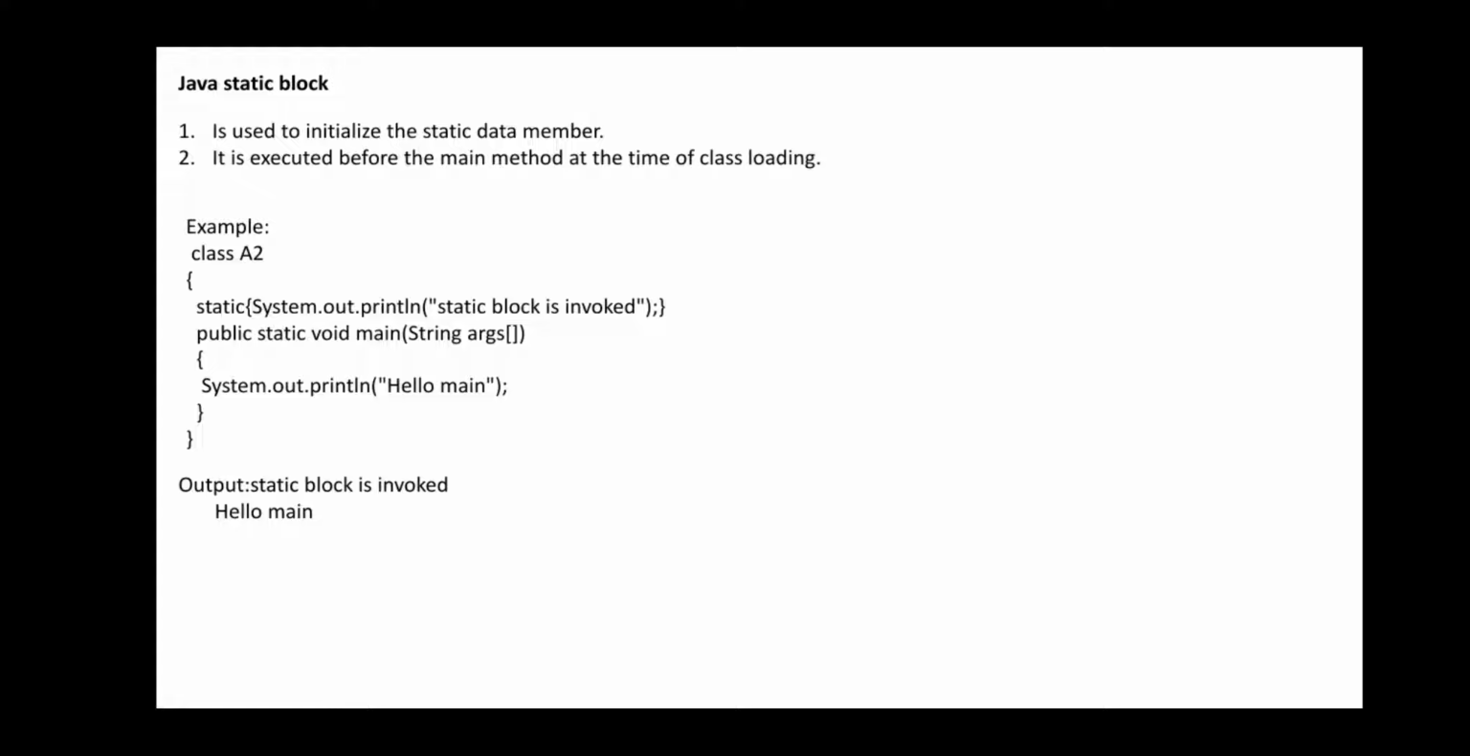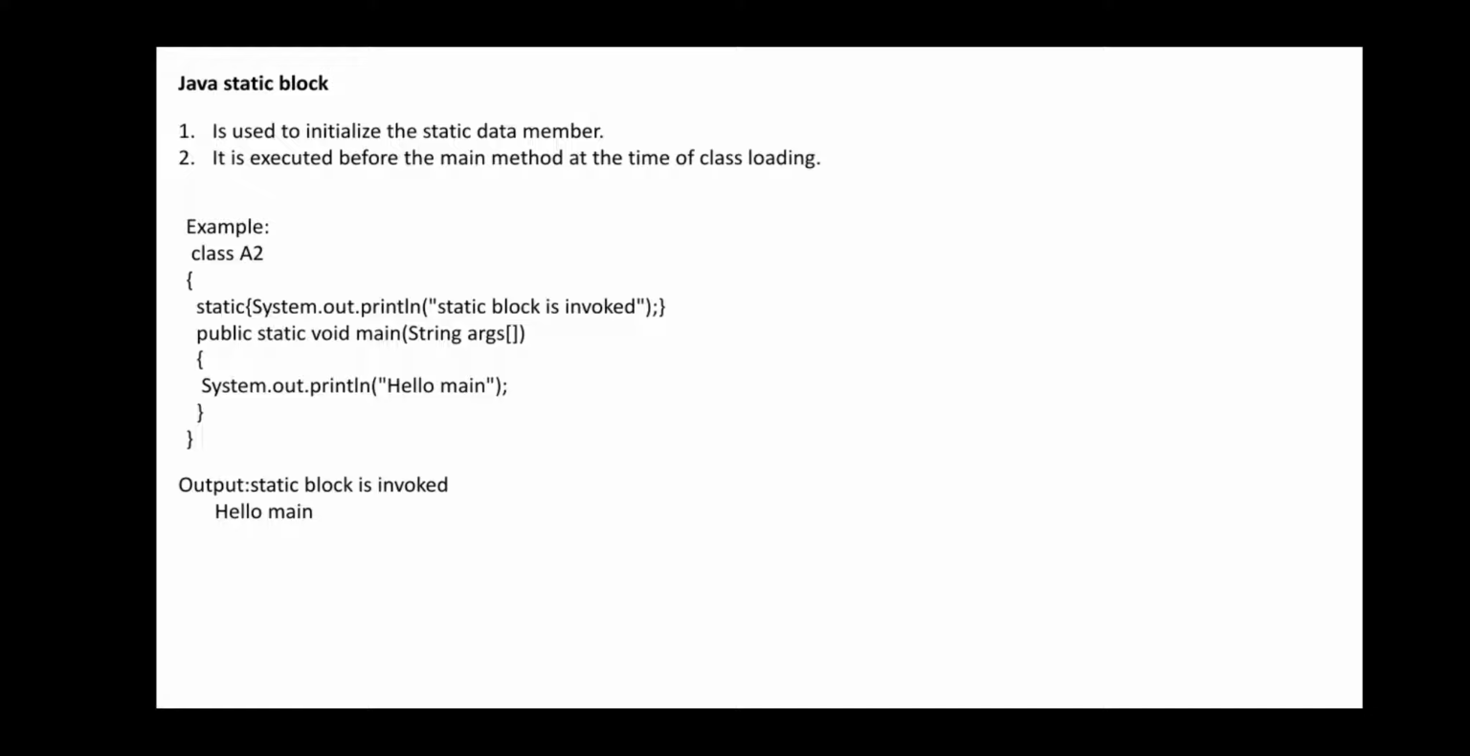It is used to initialize the static data member. It is executed before the main method at the time of class loading. So keep in mind there is a specification for how the block is going to be implemented. A block means a set of instructions or information covered by curly braces. For example, class A2, static, curly bracket, and you are going to have a block of statements using System.out.println within the brackets: static block is invoked.